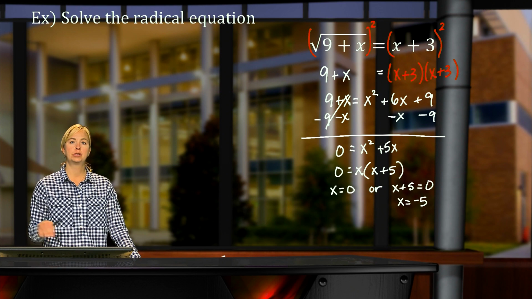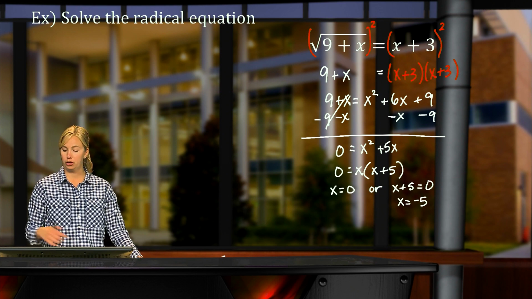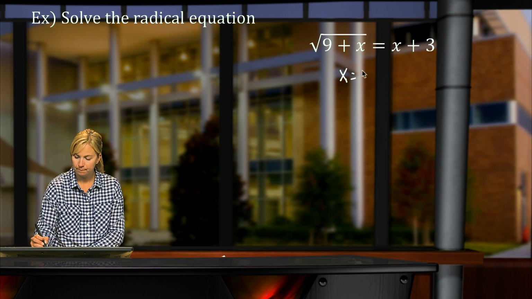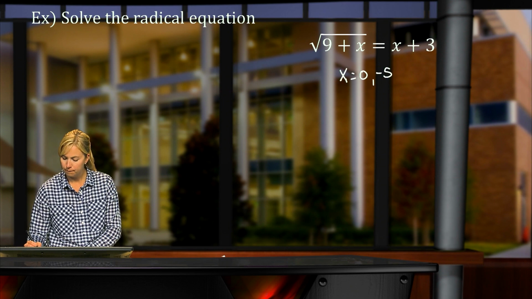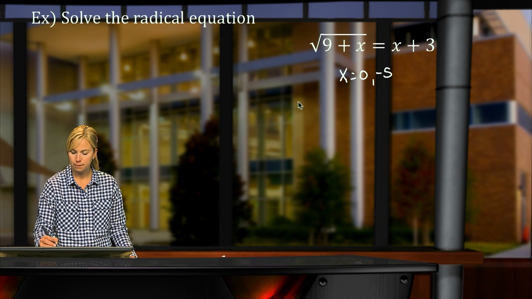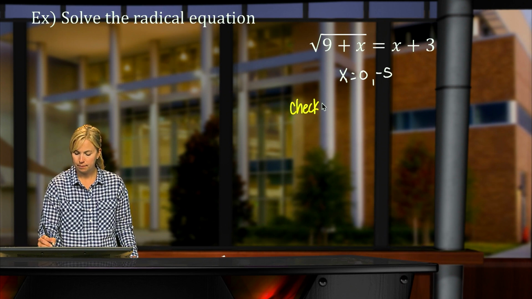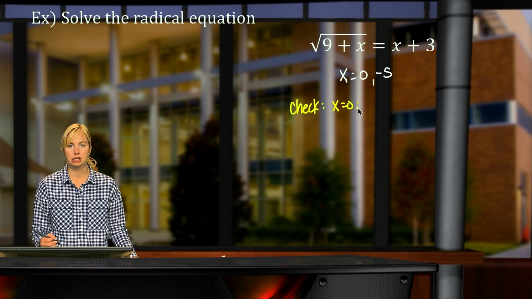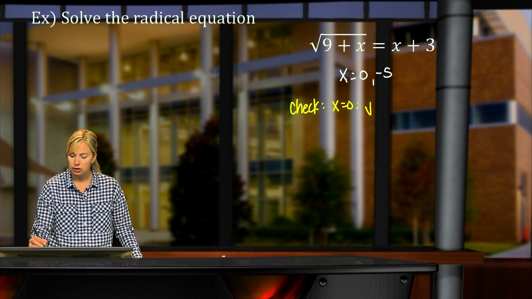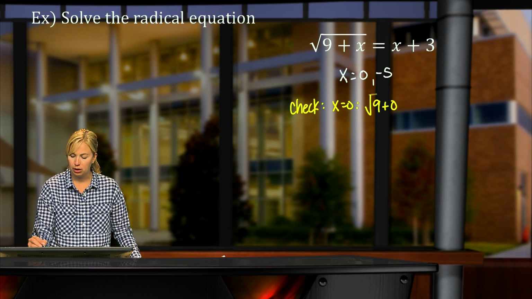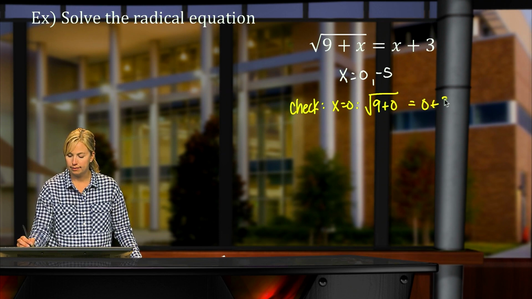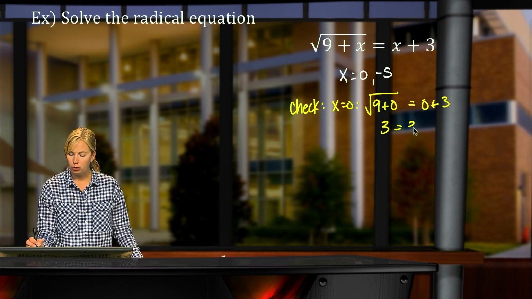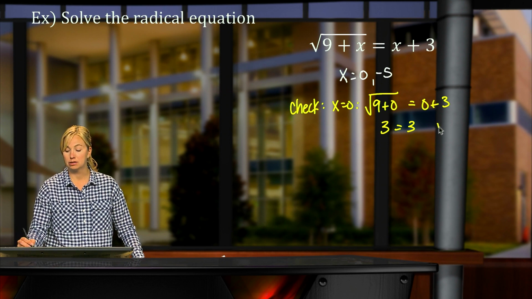So again, we have two solutions. We need to check them both in the original. We'll check x equals 0 first, but there's no real need to pick one over the other. The square root of 9 plus 0 equals 0 plus 3. 9 plus 0 is 9, and the square root of 9 is 3. We end up with 3 equals 3, and that's good. That works.